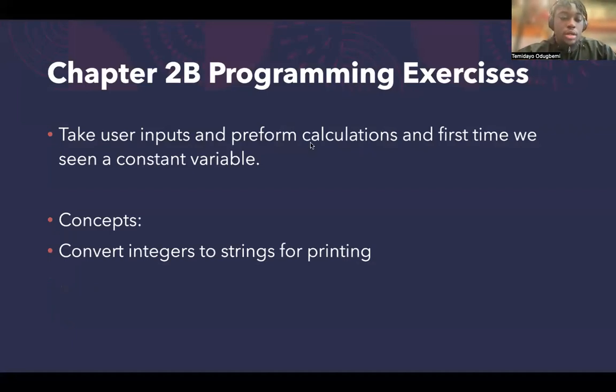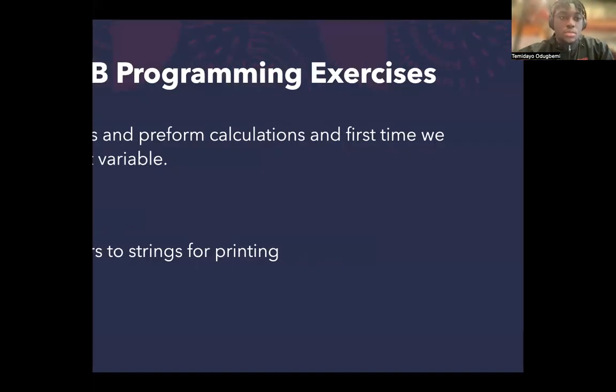2A, in this program we're taking user inputs and performing calculations. It's the first time we see a constant variable. And the concept in this one is converting integers to strings for printing. Integers are just any type of number, really. So let's check that one out. We're inputting the data and converting it to all this different type of stuff. Let's see how it runs.